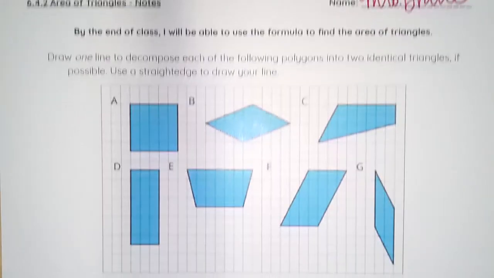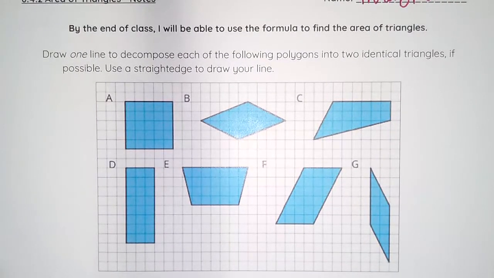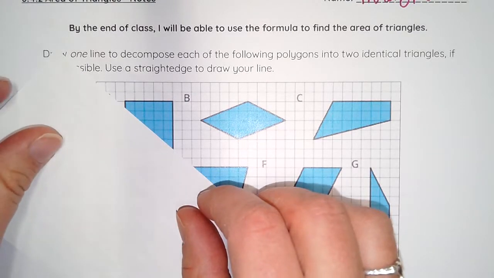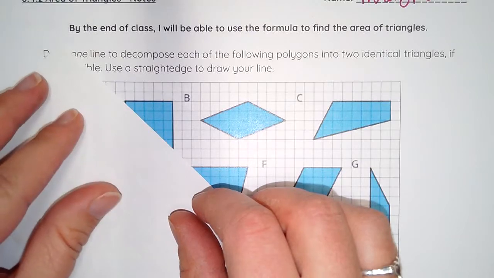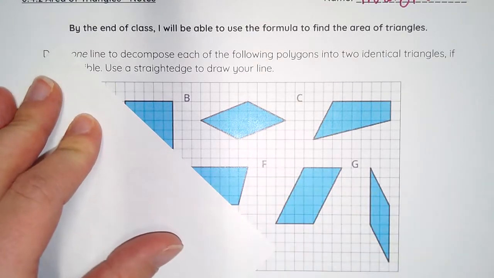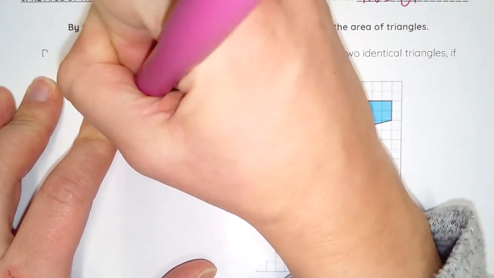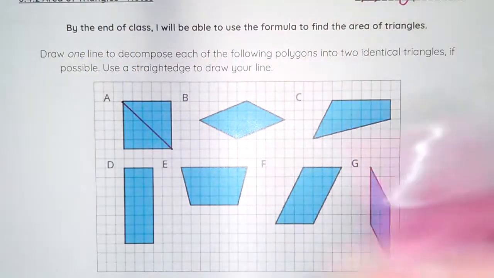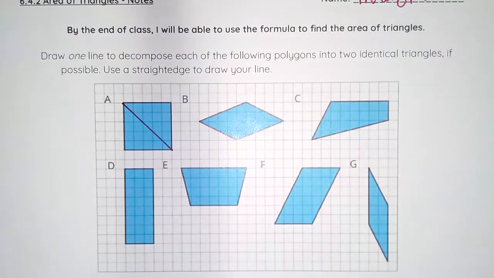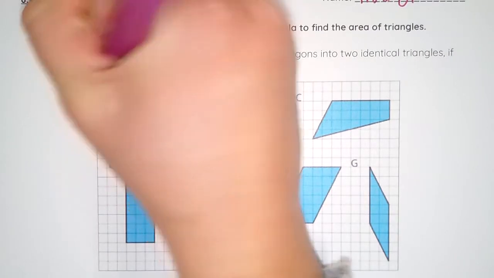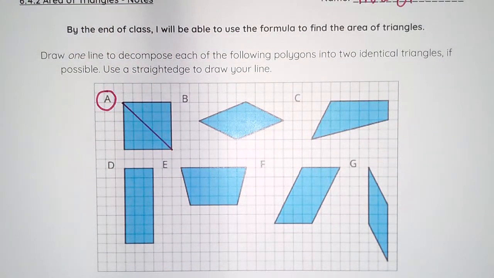I will model that with A for us. So I have a square here, and I am going to go ahead and break down that square, decompose my square with one straight line, giving me 2 identical triangles. So yes, this one does in fact work.